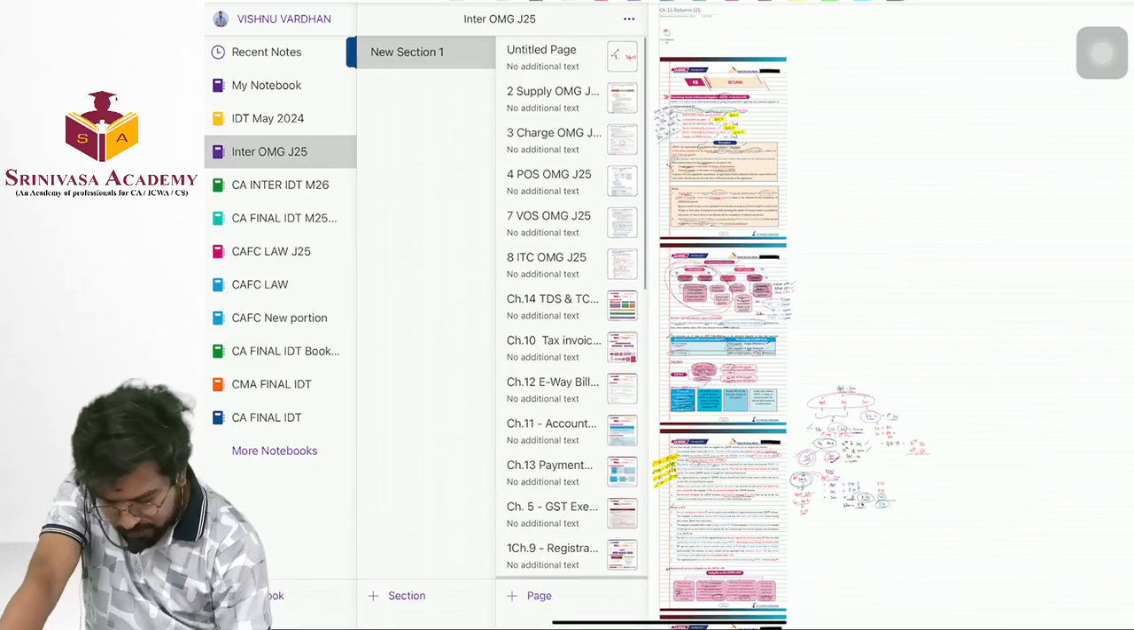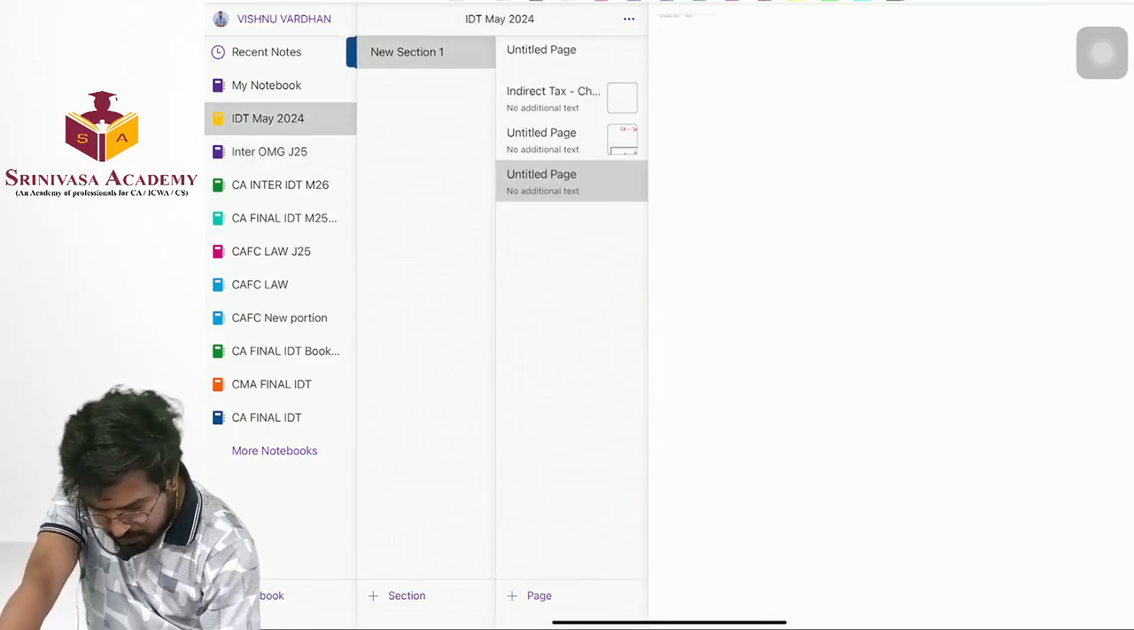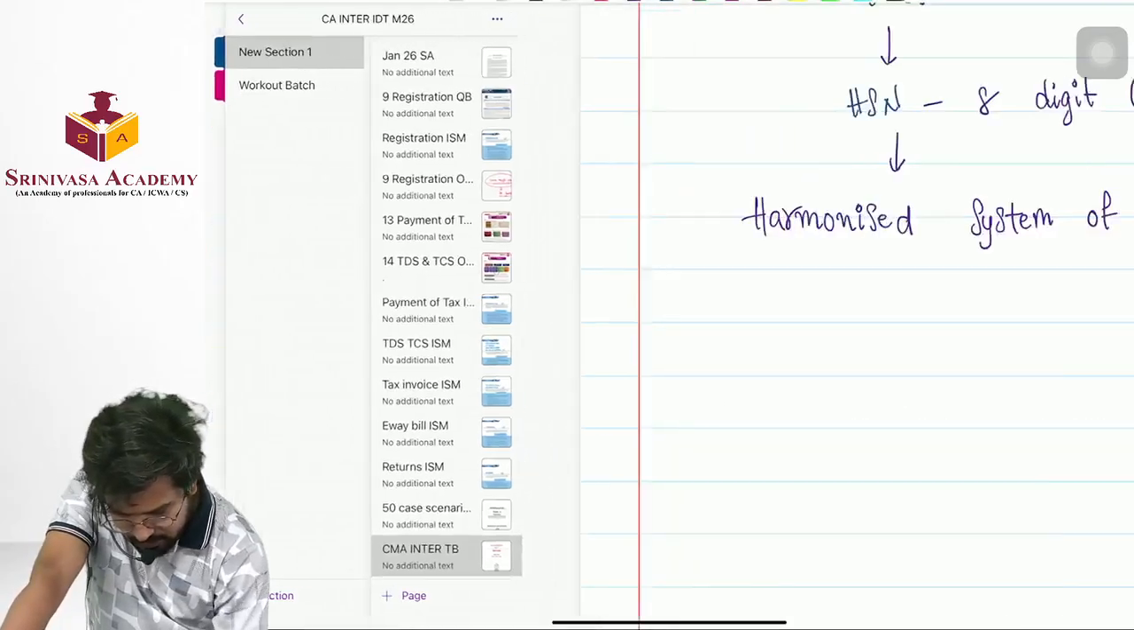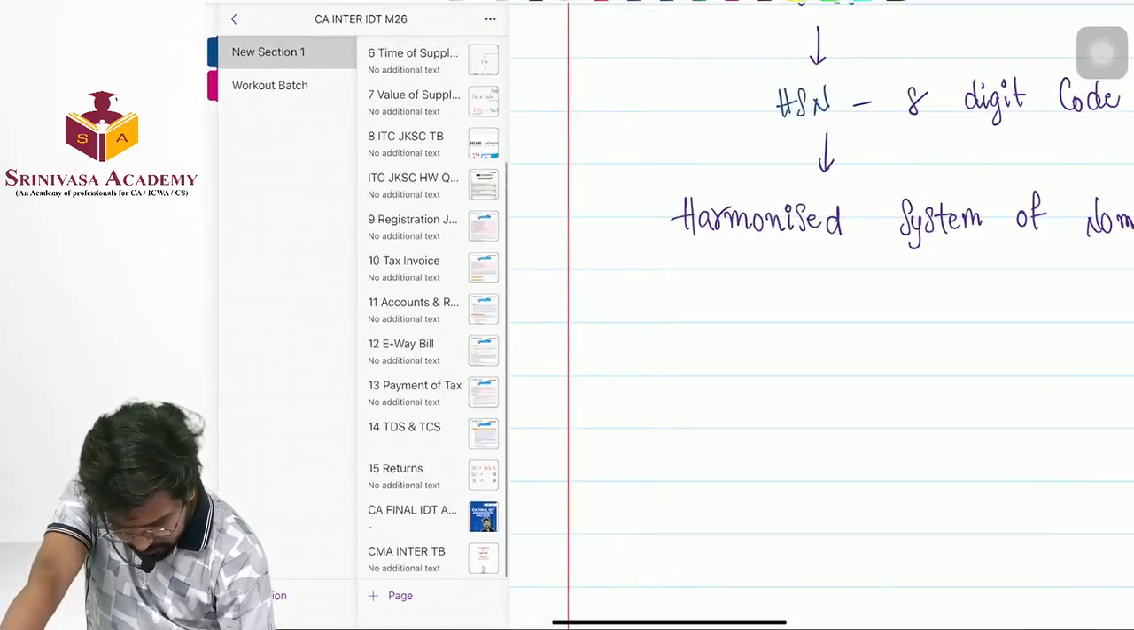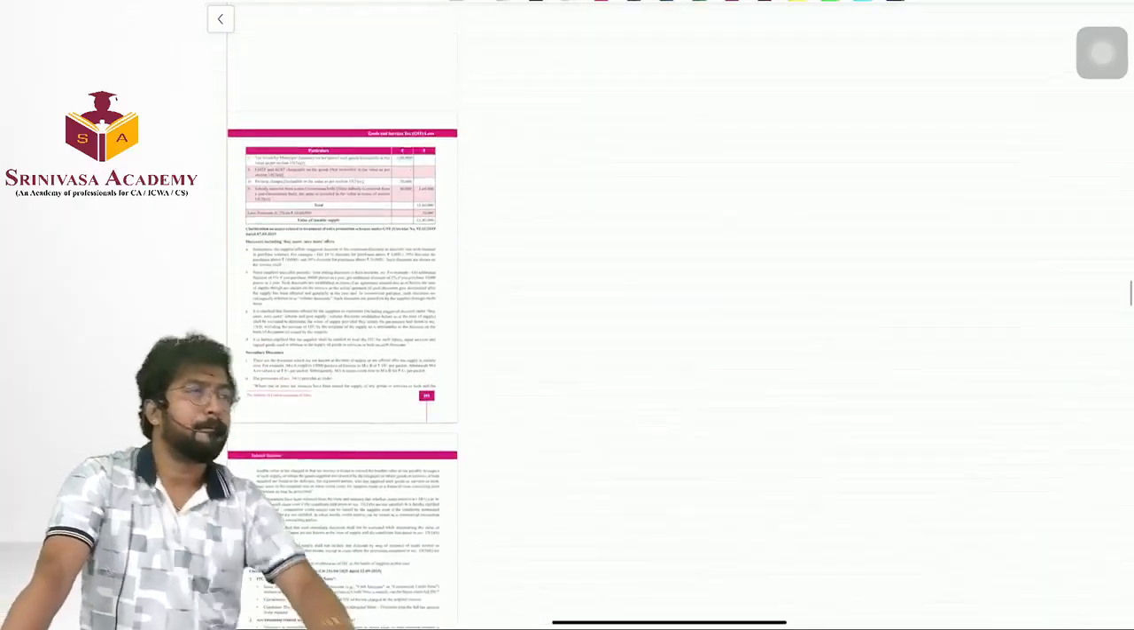Value of supply. Do you remember the concept? But do you remember the concept by any chance? Yes. Shall we do the questions on that value of supply?